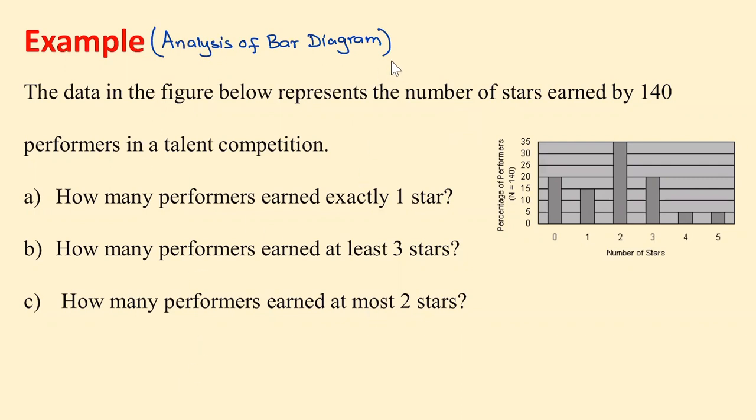So when we say bar diagram, it is a diagram to represent qualitative or non-numerical data. So here is that example. The data in the figure below represents the number of stars earned by 140 performers in a talent competition. The number of stars earned will be qualitative data, so it can be best represented by a bar diagram like the one shown here.